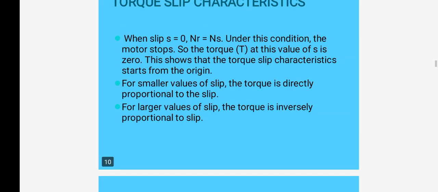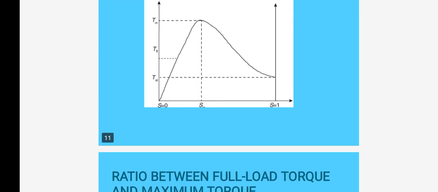You can see from the diagram that the torque always starts from 0. For a smaller value of slip it is proportional and it increases. For a higher value of slip it is inversely proportional to the slip. From the diagram you can easily understand.